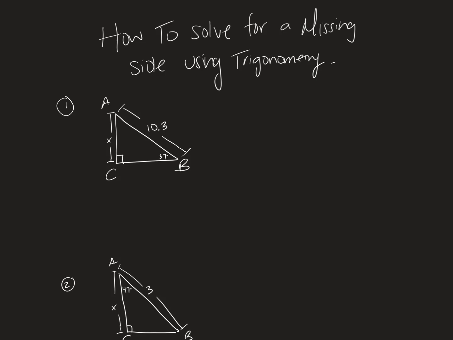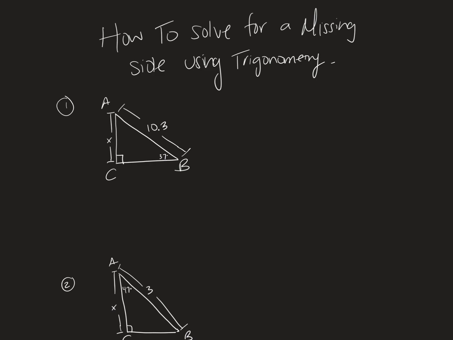Hi there, students. In this video, I'm going to show you how to solve for a missing side using trigonometry. Number one, we have a right triangle. Angle B is 37 degrees. Side AC is missing. We're going to use trigonometry to figure out that side.